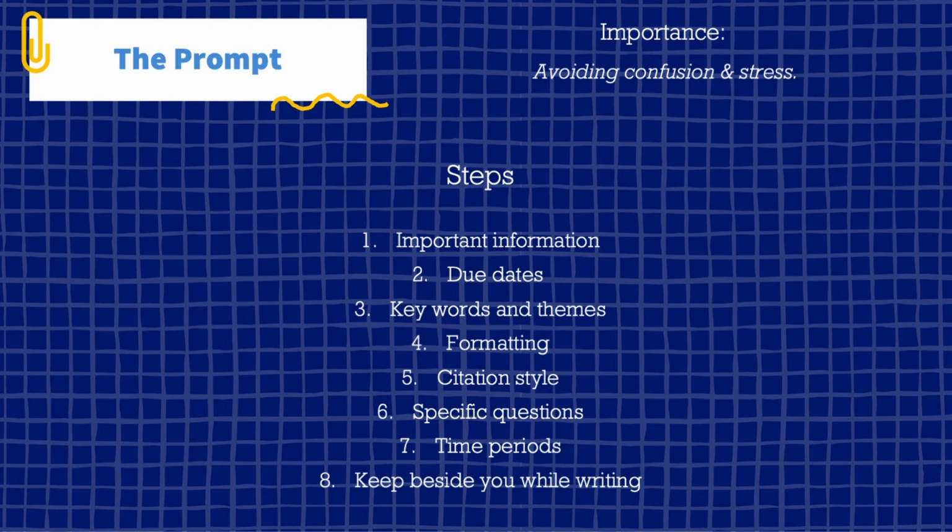Time periods. So again, that's part of that important information, right? Your keywords and themes. So if it says from this date to that date, highlight it. If it says this era between, say, the early 19th century, write down what that time frame is, because it'll be really helpful in guiding your thought process.